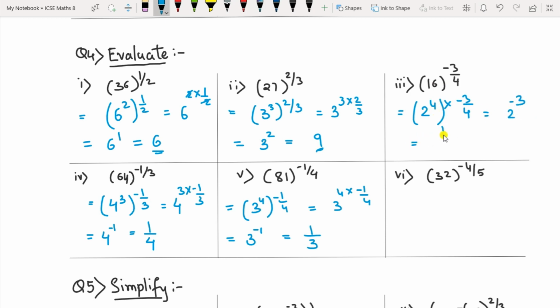So write its inverse to make it the positive. So it becomes 2 raised to 3. So this is the answer. 1 upon 2 raised to 3 is the answer.